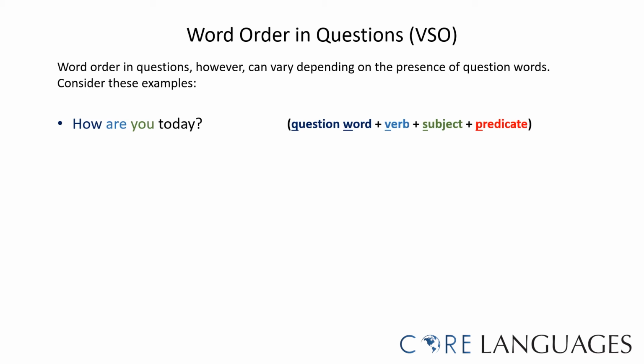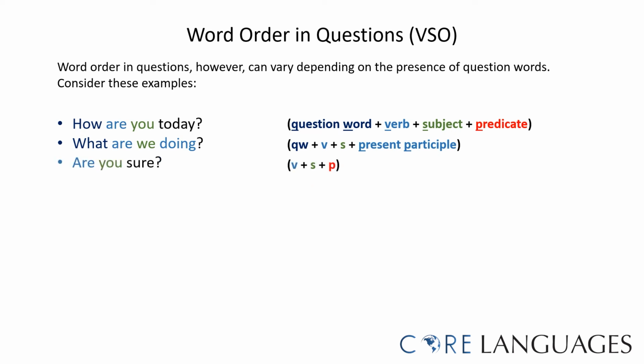This sentence uses a question word, how, then a verb, and then the subject, are you. How are you today? This sentence uses a question word, but the tense is the present continuous. So the word order is question word, verb, subject, and then the present participle, doing. What are we doing?